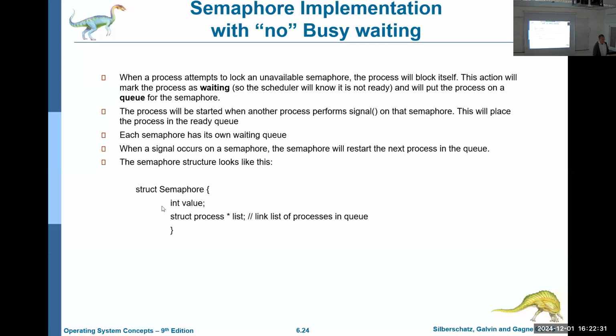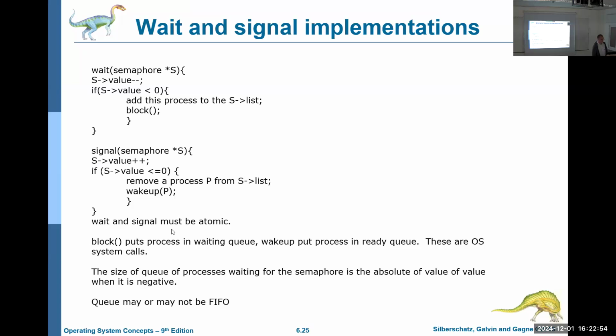Now, a semaphore structure could look like this: semaphore with a value. Remember, we said the value would be like 7, for example, in my case, where we want to allow 7 processes to go in. And what is this process list? This will be a linked list of all the queues of all the processes that are waiting for this particular semaphore, the one that we set to 7. So we have wait and signal implementations.